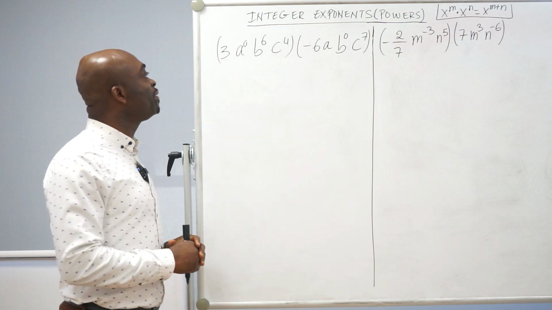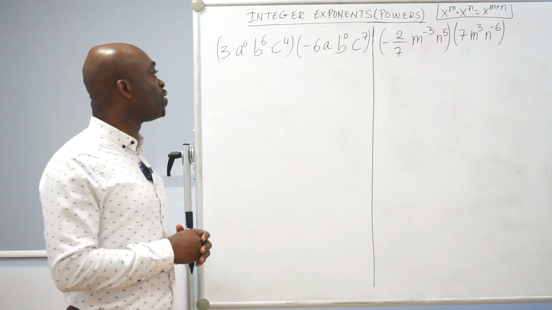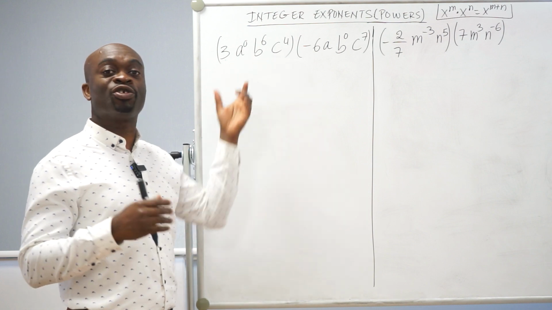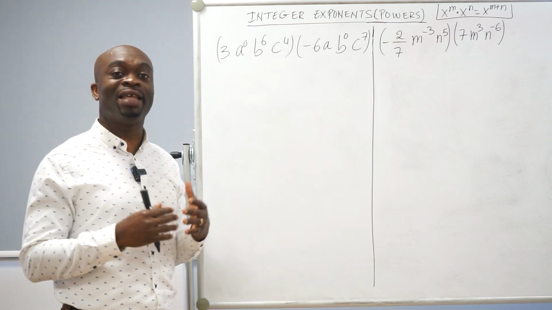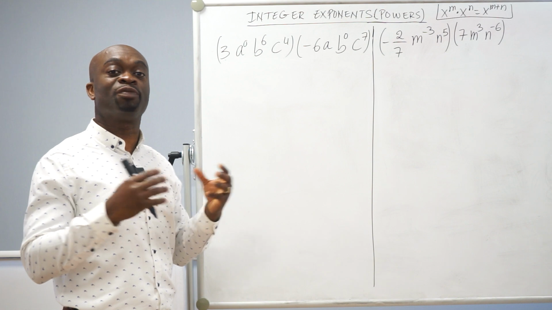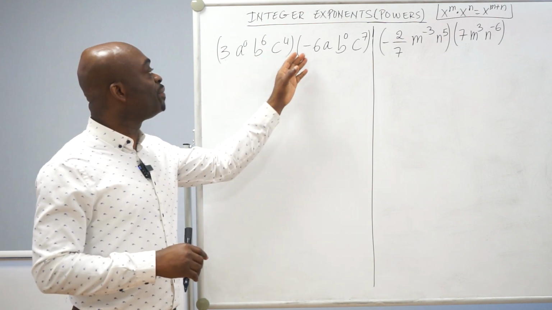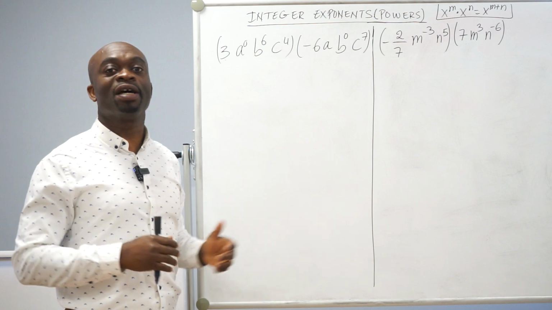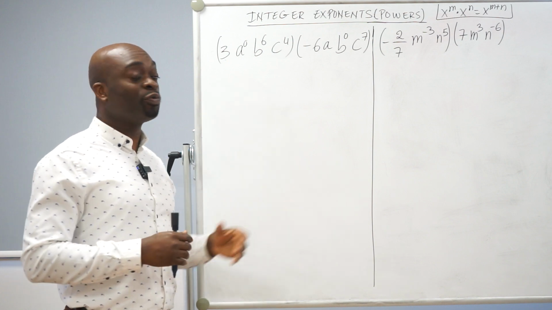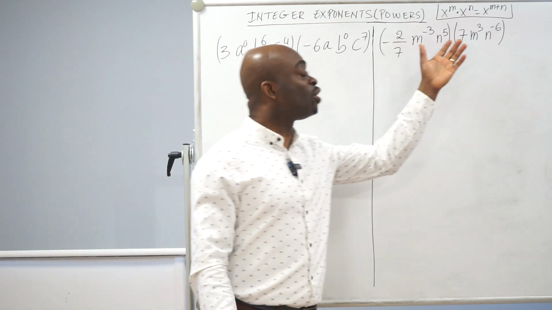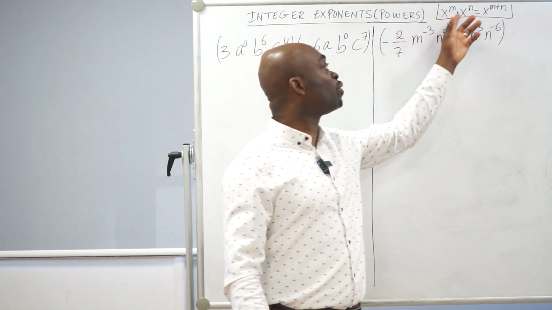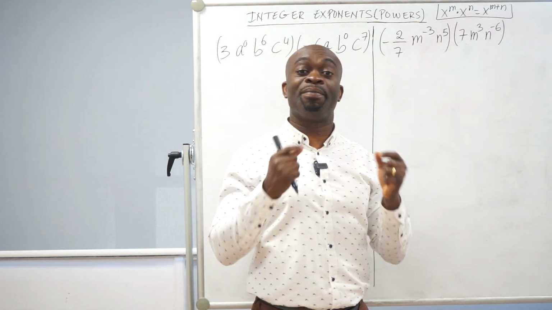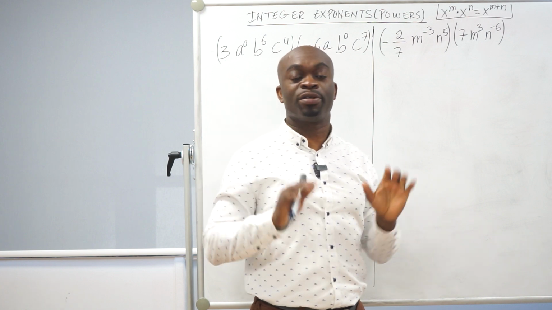So we have 3 times a power 0 times b power 6 times c power 4, because as long as you have these variables like that with no sign in between, that means multiplication. Times negative 6a times b power 0 times c power 7. All right? So we have multiplication of same bases, we have to add the powers. So when you multiply same bases, we add the powers, period.